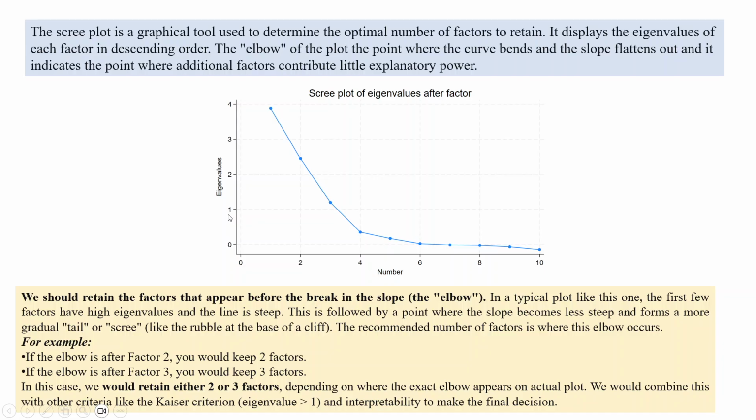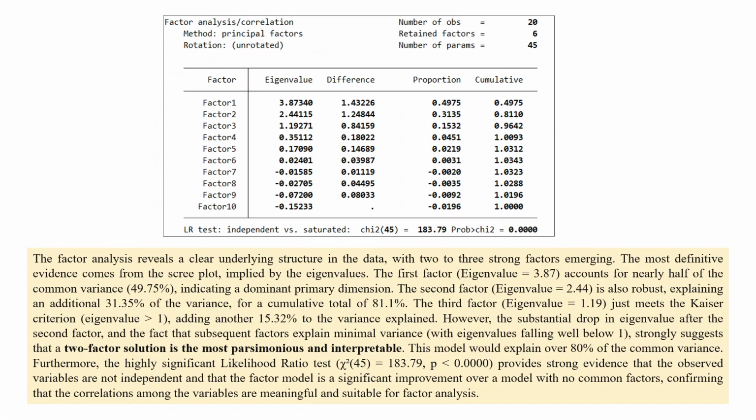Please see this carefully. How many factors are above the eigenvalue 1? So here you can see 1, 2, and 3. And that's the reason a three-factor solution was considered for our analysis. The elbow of the plot, the point where the curve bends and the slope flattens out, indicates the point where additional factors contribute little explanatory power. So basically it's plotted on the basis of these values: 3.87, 2.44, 1.19.